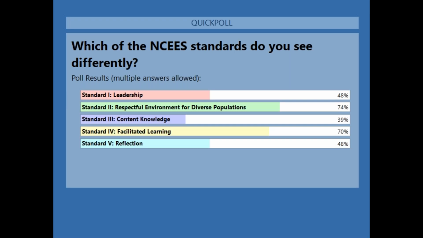Notice that the majority of you see certainly standard 2 differently now about creating a respectful environment for diverse populations of students. And almost the same number also said they see standard 4 about facilitating learning for students quite differently. Just under half of you said you now see standard 1 about leadership differently, and the same number said you see standard 5 about reflection differently. Also, almost 40% of you said you now see standard 3 differently regarding content knowledge. It's an interesting result, and I think we should pause there for a minute and look at that.